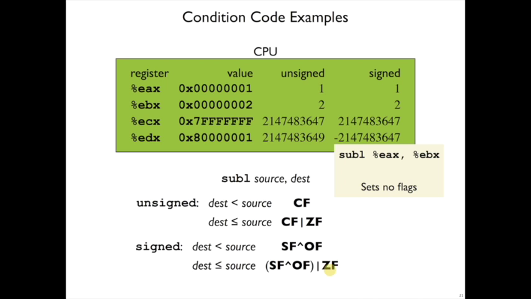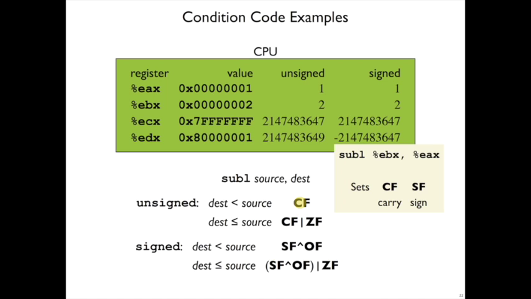Just to work through a few examples, these are not obvious interpretations, that SF XOR OF, but we could double check our examples. When we subtracted 2 minus 1, there were no flags set, right? And that corresponds to 2 not being less than 1. On the other hand, when we take EAX and subtract EBX, EAX is less than EBX, in either the signed or unsigned interpretation, so we should be able to conclude both of these things.